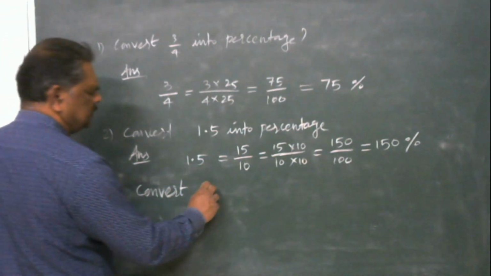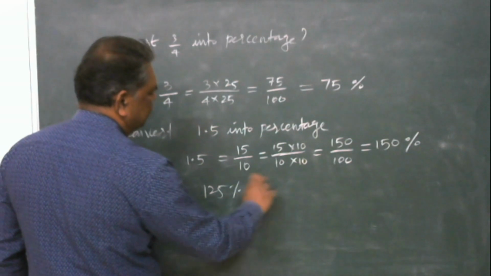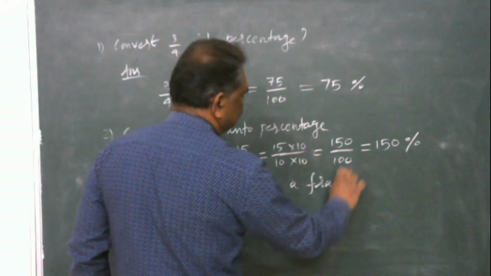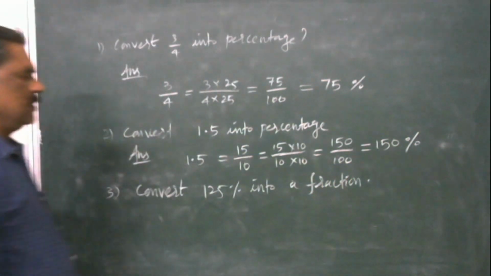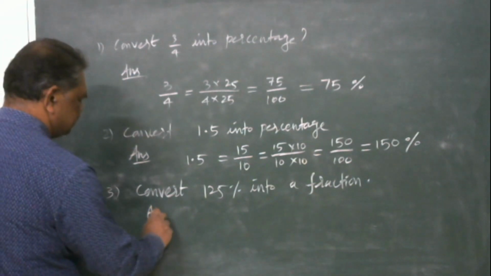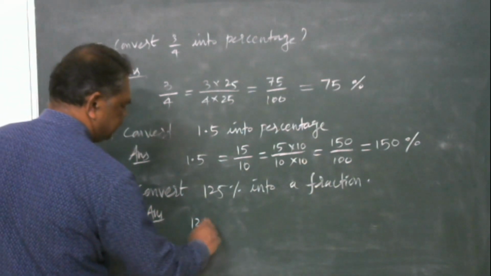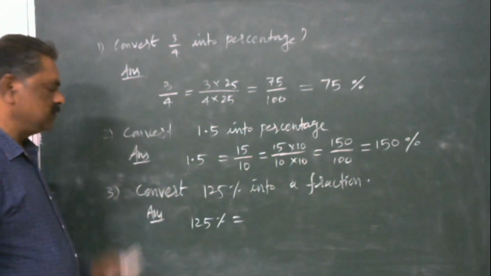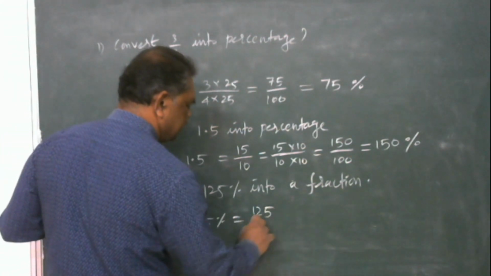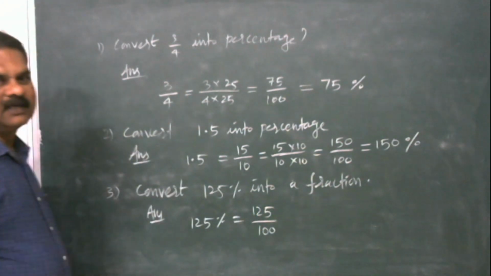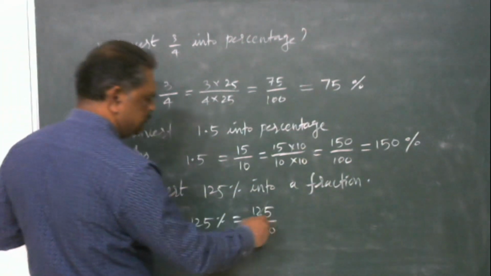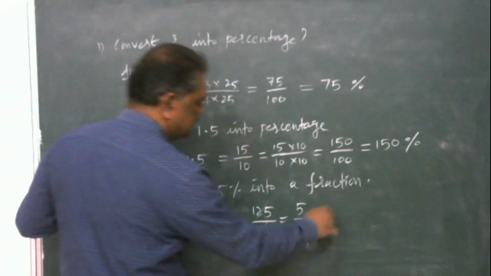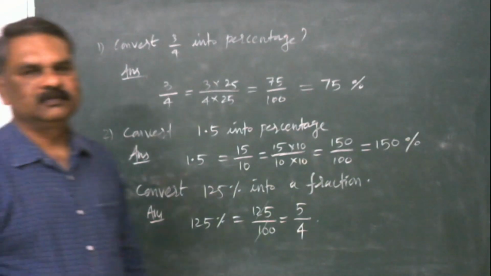Convert maybe 125% into a fraction. So how do you convert into a fraction? Very simple. 125% is equal to 125 hundredths. Then reduce it. You can reduce the fraction by dividing by 25. 5 25s are 125, 4 25s are 100. So 5 by 4. Okay.